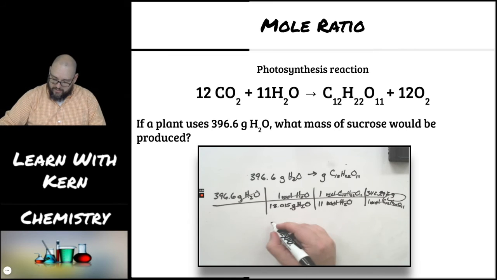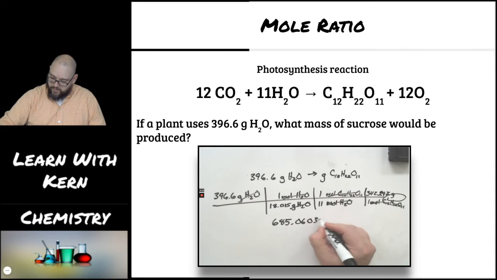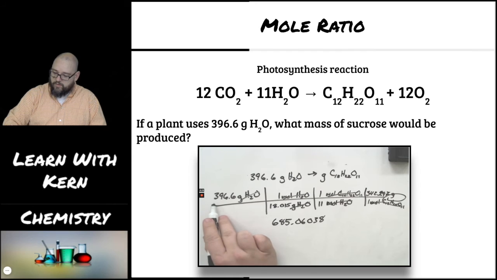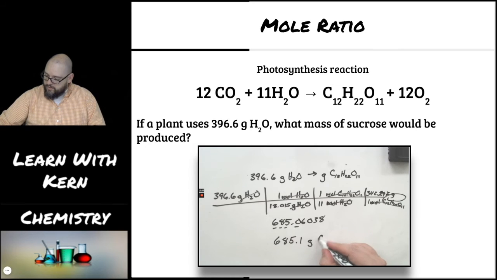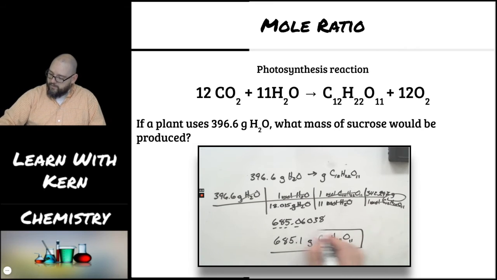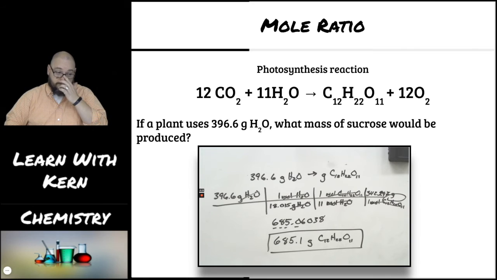And when I do all that division and multiplication, I get 685.06038. But I want 4 significant figures, so I need to round this to 1, 2, 3, 4 significant figures, which is 685.1 grams of sucrose. And there is my final answer.